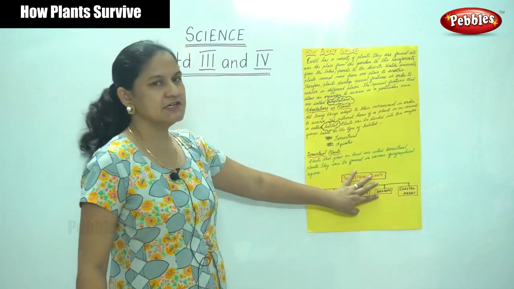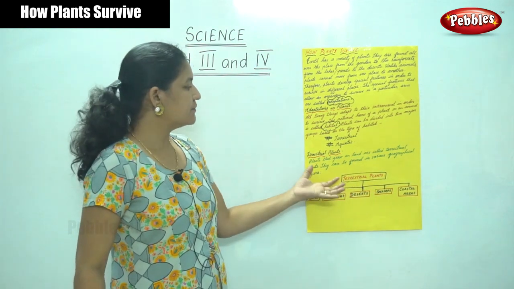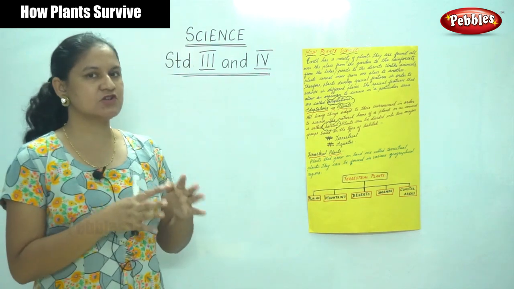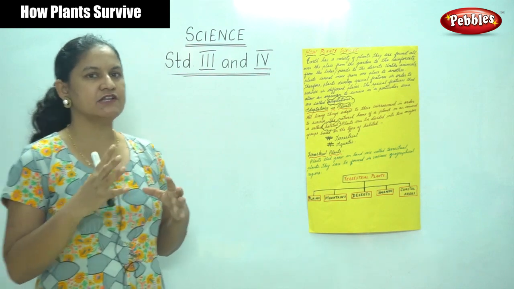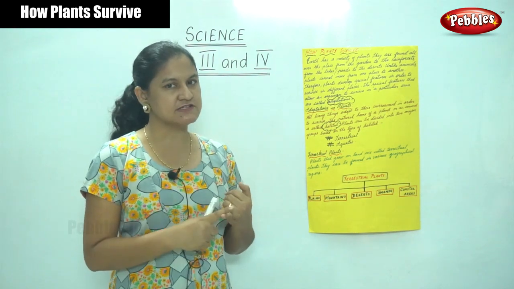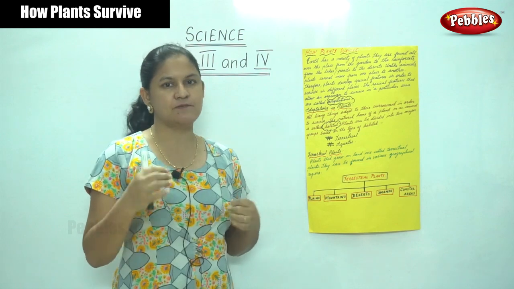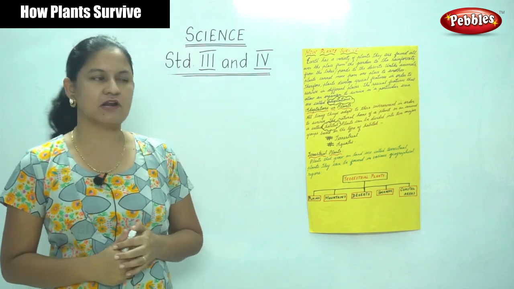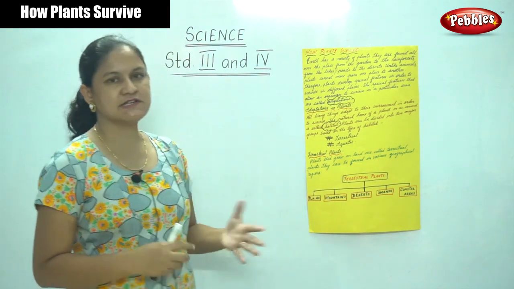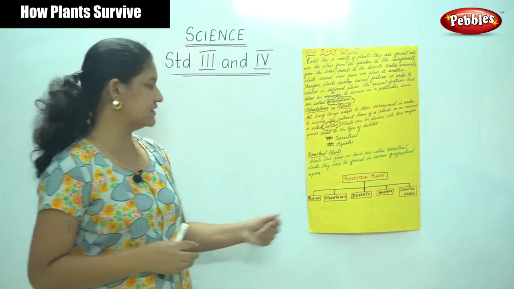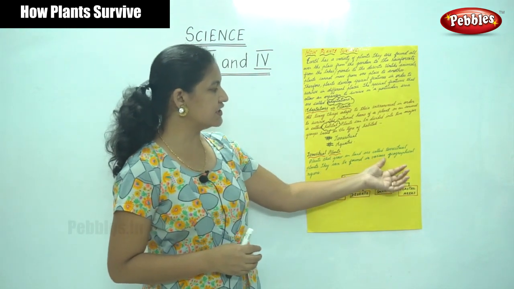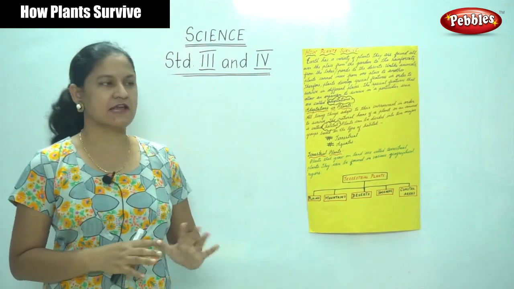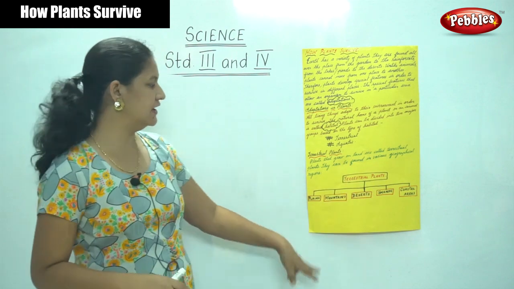Moving on to the terrestrial plants. Plants that grow on land are called terrestrial plants. Based on their habitat, plants can be divided into two major groups: terrestrial plants and aquatic plants. Plants that live or grow on land are called terrestrial plants, and they can be found in various geographical regions.